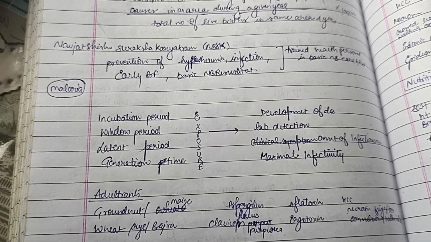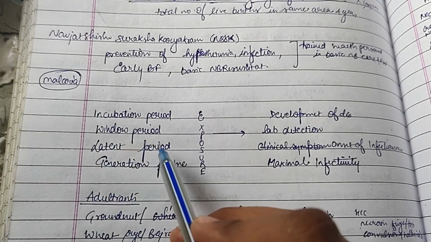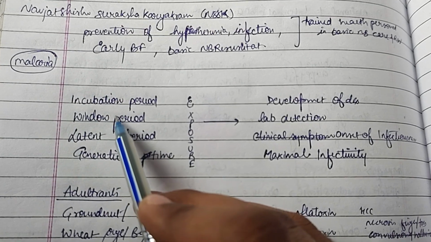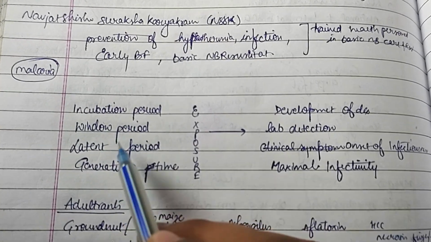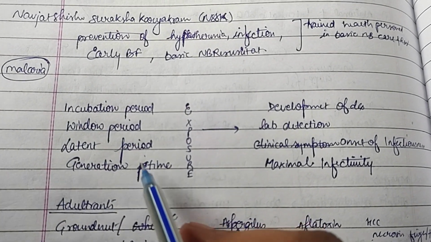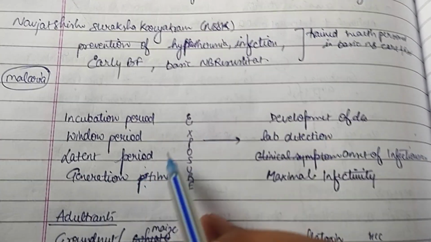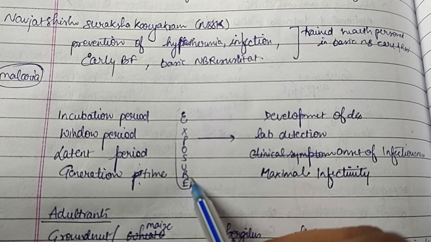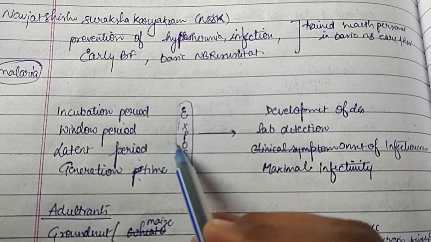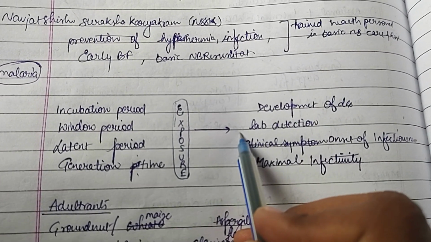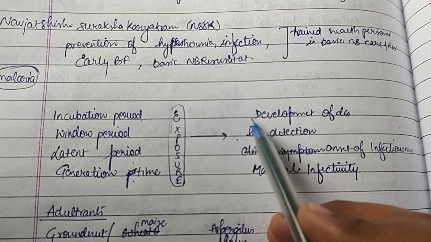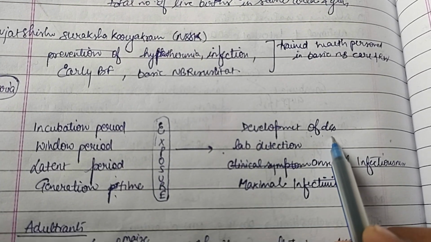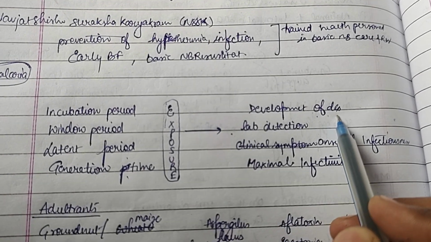Now we are going to study in PSM about nutrition and some important concepts about adulterants. First of all, we see some of the confusing concepts about the disease chapter: incubation period, window period, latent period, and gestation period. In all four of them, the starting point is the same: exposure to the causative agent. But the last point is different for all of these. Incubation period is from exposure to the development of clinically significant disease, at which clinical symptoms may appear.